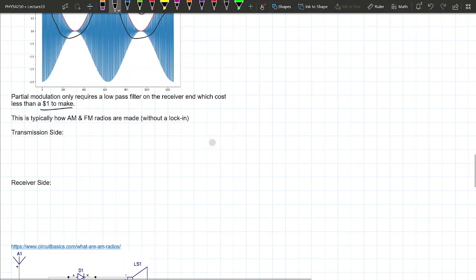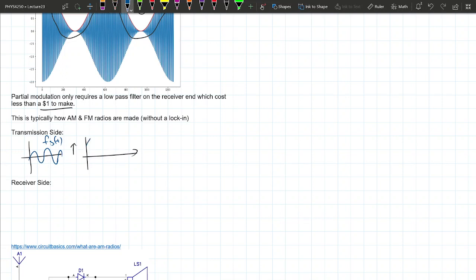So on the transmission side, remember that you basically need to make sure, whatever your signal is, I'm just going to do a schematic, a little drawing of it, right? This is the information you're trying to send, f sub s, as a function of time, right? You shift it up so that it's always positive. Okay, you shift it up.